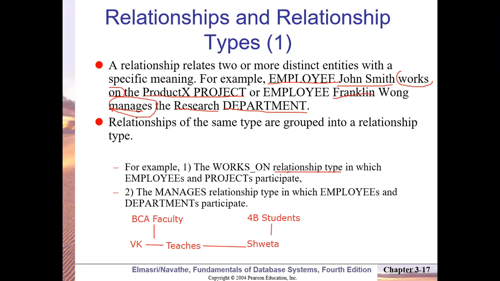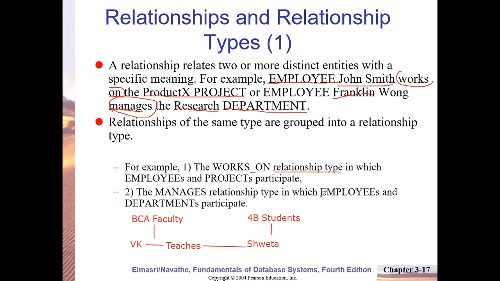So works on is a relationship type in which the employee and project entity types participate. There is a relationship works on between employee and project. See, employees work on projects. So every entity from the employee group works on one entity from the project group, like that.